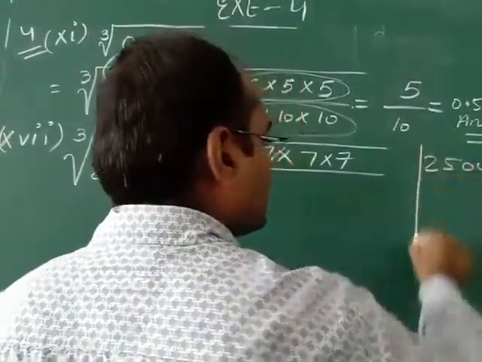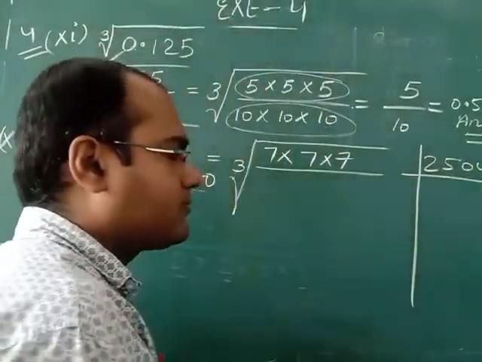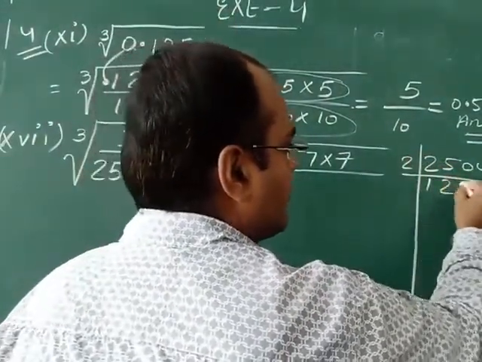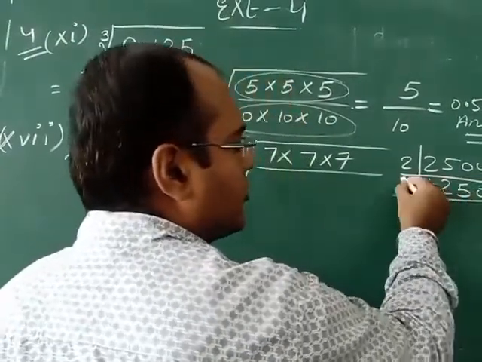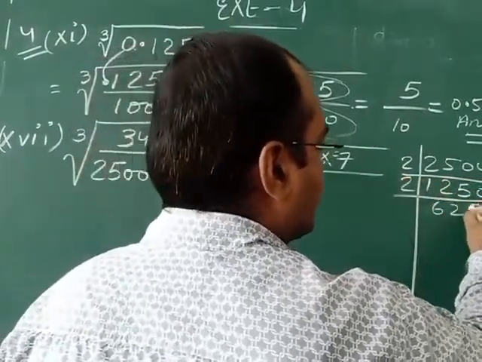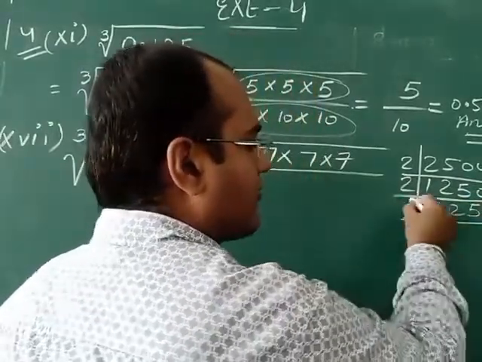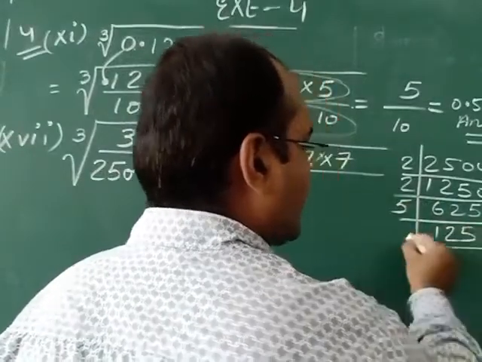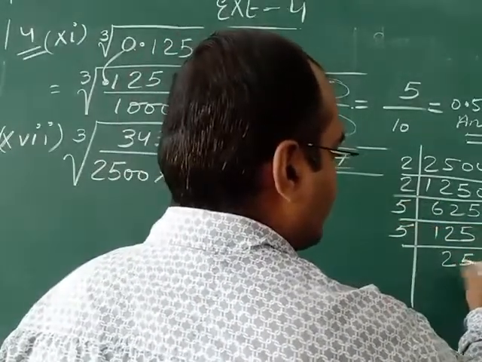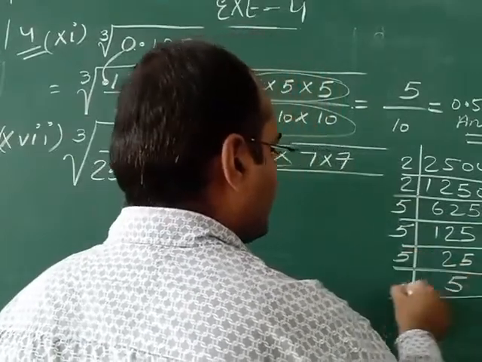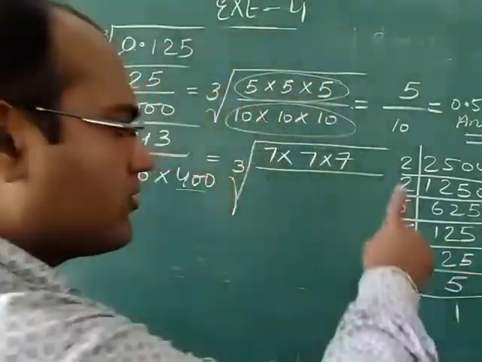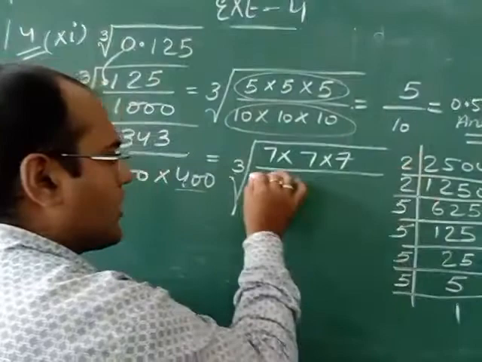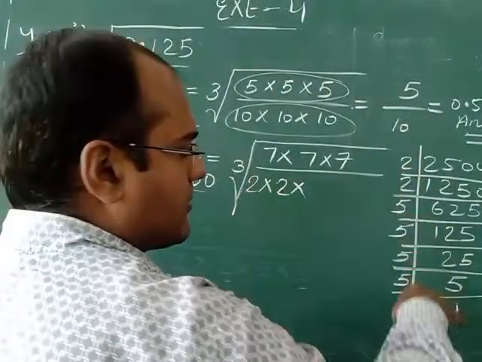First of all we will do it with 2. 2 1s are 2, 2 2s are 4, 2 5s are 10, 0. Again we will do it with 2: 2 6s are 12, 2 2s are 4, 2 5s are 10. Now we will do it with 5: 5 1s are 5, 5 2s are 10, then 5 5s are 25... 5 5s are 25, 5 1s are 5. So these prime numbers we have to write here in the denominator. 2 is coming 2 times and 5 is coming 4 times.